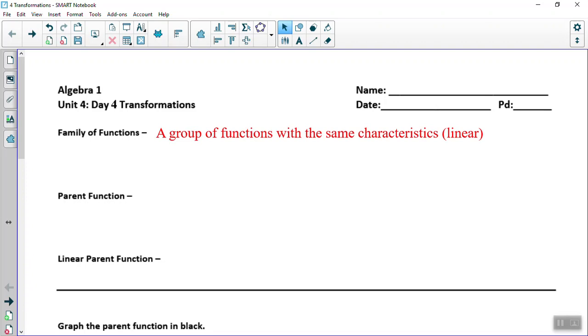Today we're going to be looking at the linear characteristics, so functions that form straight lines. A parent function is the simplest function with these characteristics. So a linear parent function is the equation y equals x. With this function, it has a slope of 1, the coefficient of x is 1, and a y-intercept of 0. There's no plus b. So y equals x is our linear parent function.